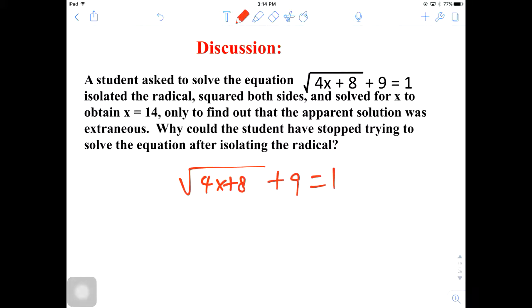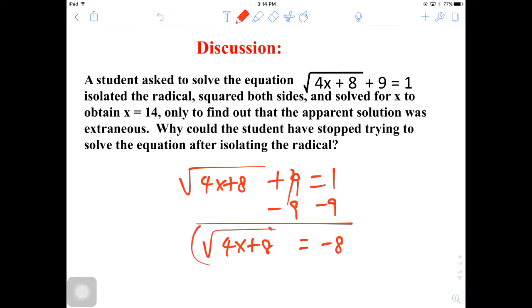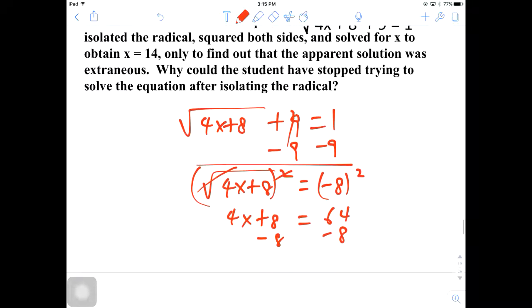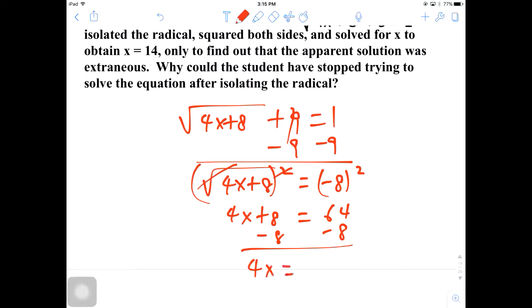So they isolated the radical, which means move the 9 to the other side. So we got square root of 4x plus 8 equals -8, and then squared both sides right here. To get rid of that, we have 4x plus 8 equals 64, and then solve for the x, so minus 8, and you have 4x equals 56, and then divided by 4, you have x equals 14. So what's wrong? It seems logical. They followed the correct steps.